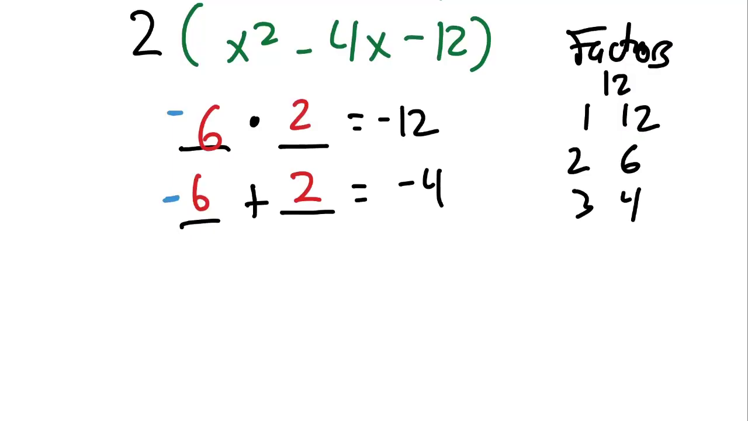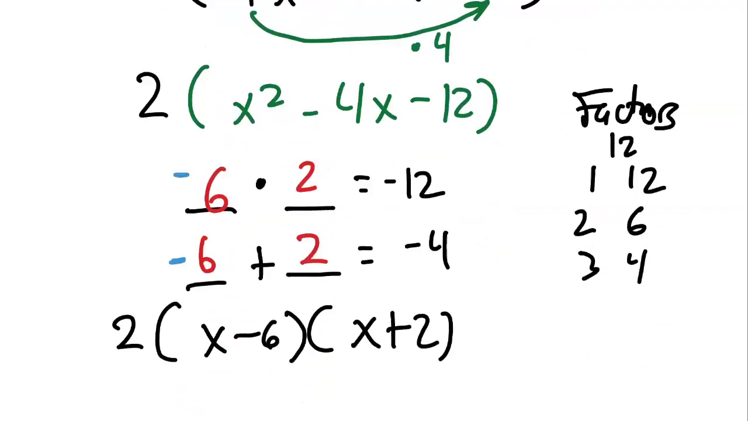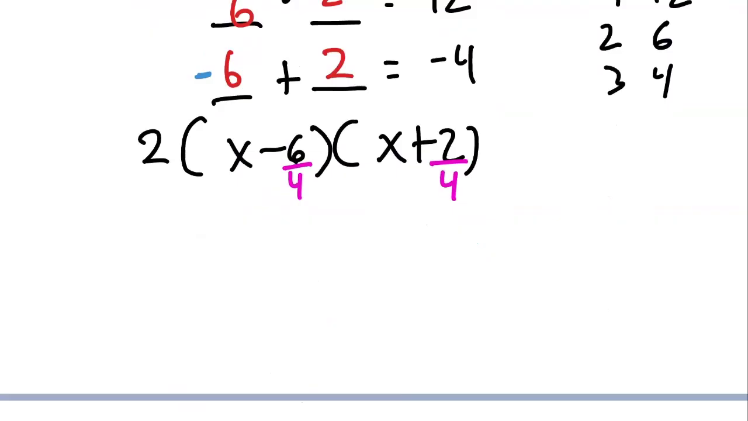-6 times 2 is -12. -6 plus 2 is -4. So you got to make sure you double check to make sure they're correct. So now we have x minus 6, x plus 2. And then the next step would be whatever we multiplied, we got to divide. And then we have to simplify.